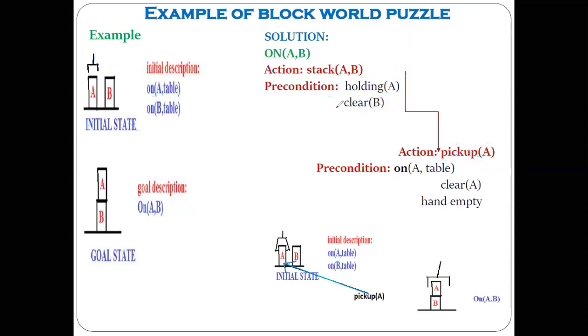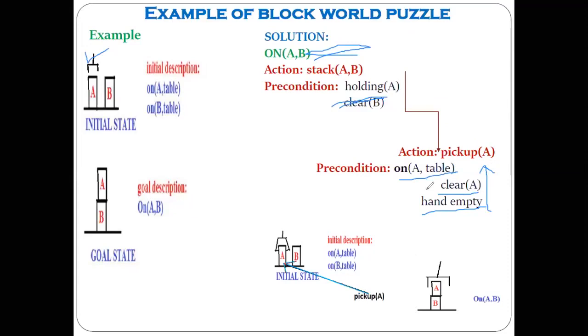Table or file. What are the preconditions for picking A? First precondition is what? A should be on the table. Clear A. A uchyavar kahi nasal nako and hand empty. And A. Ata kuta observe karavayacha he? Ani kasa observe karavayacha starting from bottom to top? Yes.